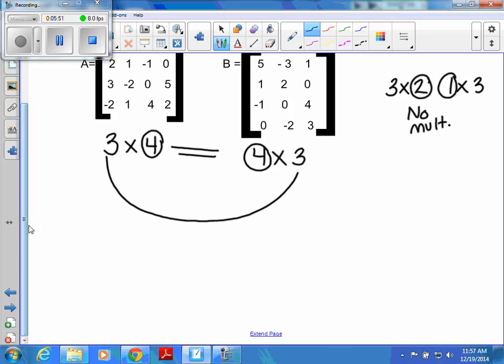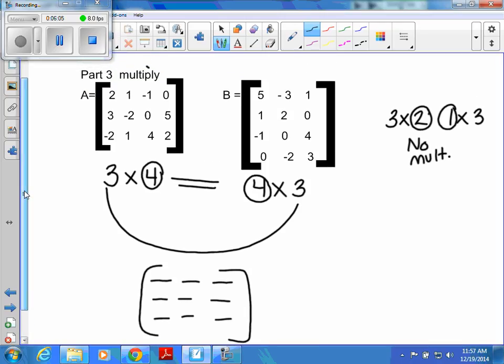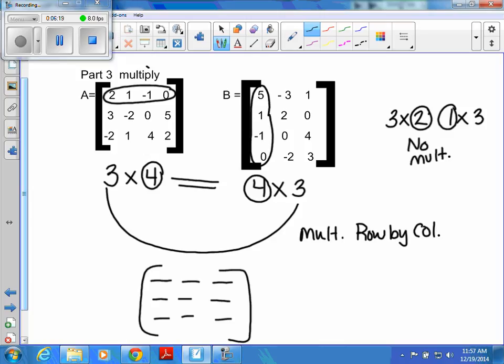Okay, you're going to make a 3 by 3 matrix. What does a 3 by 3 matrix look like? 3 rows, 3 columns. That's what a 3 by 3 matrix is. Okay, how do you multiply matrices? All you do, again, is multiply row by column. So you take the first row and multiply it by the first column.